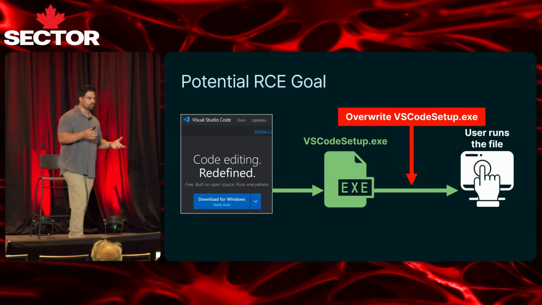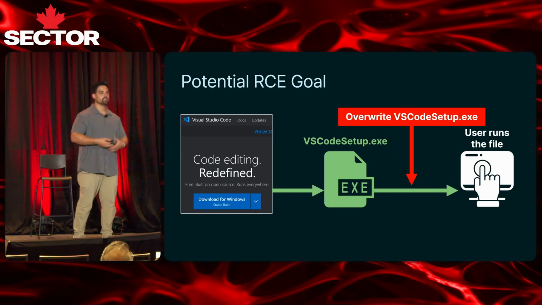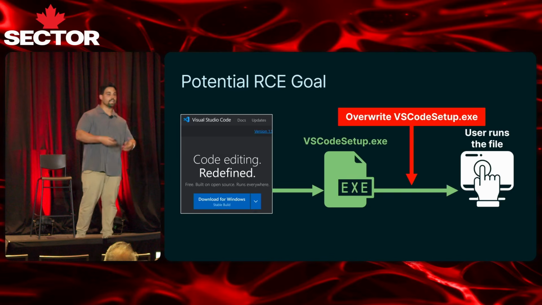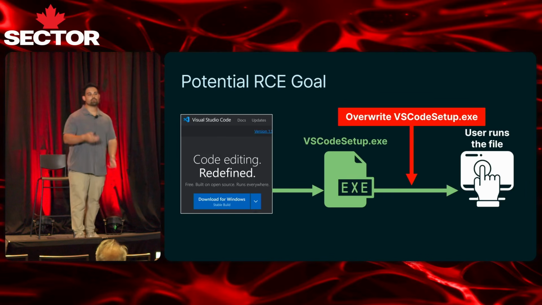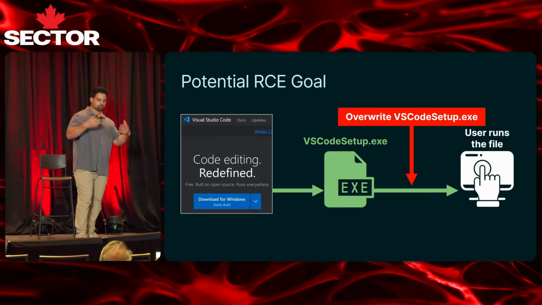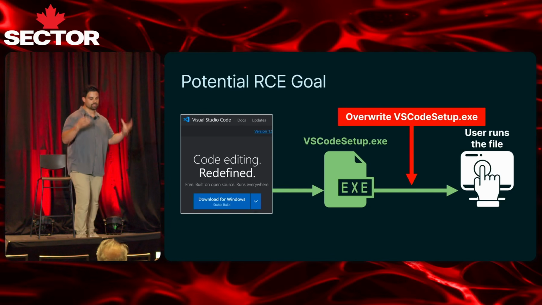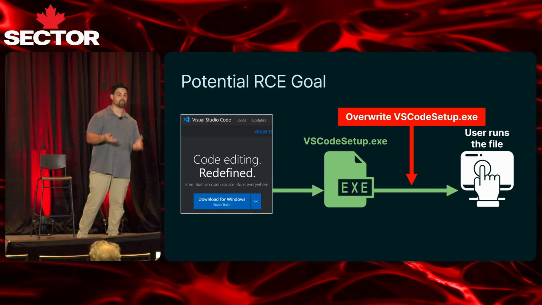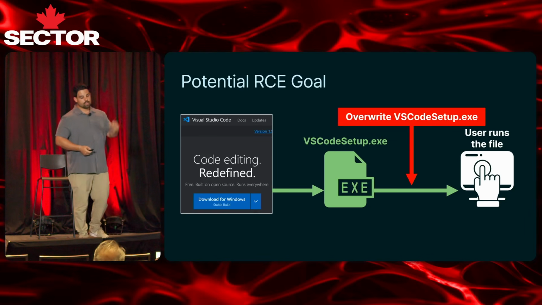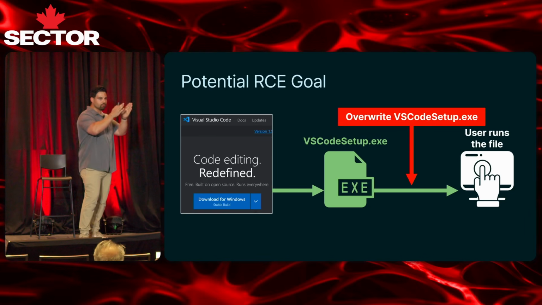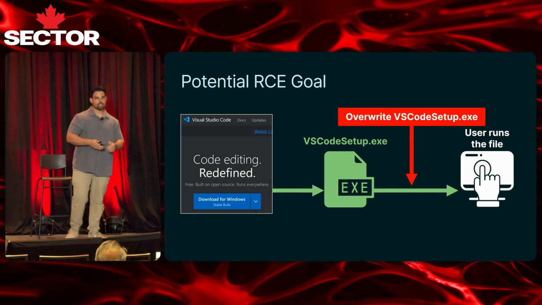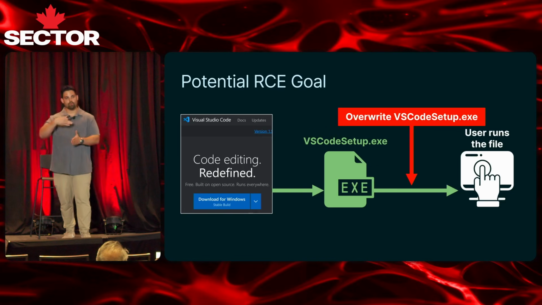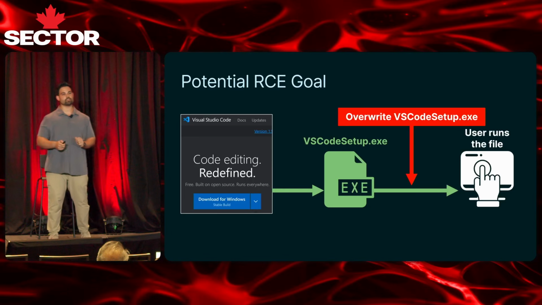So for a simple example, let's assume that the victim downloads the latest VS Code installer, and because we're a Wi-Fi man in the middle, we'll find a method to understand that this is the file that was just downloaded. Then, if we also escalate our ability to overwrite files, then we'll be able to overwrite this file just before the user runs it.